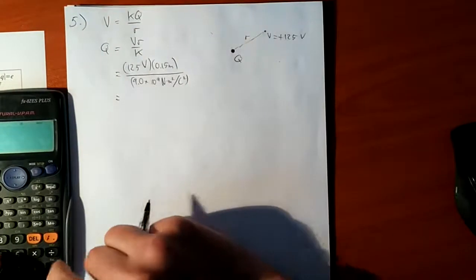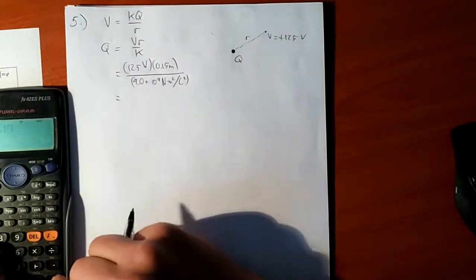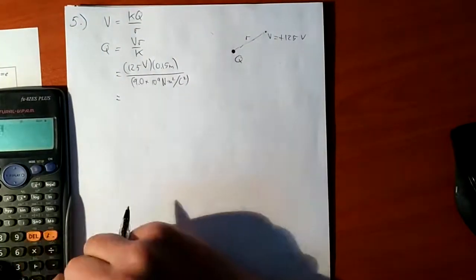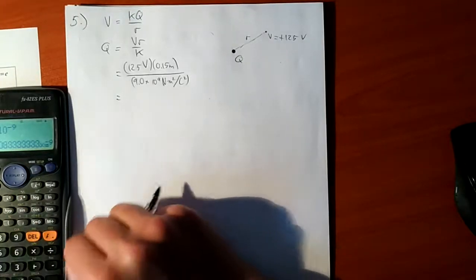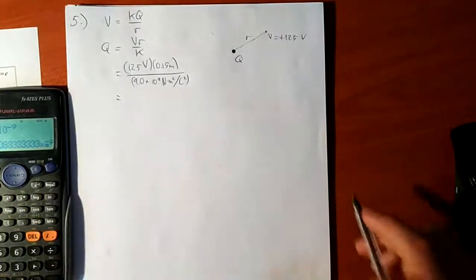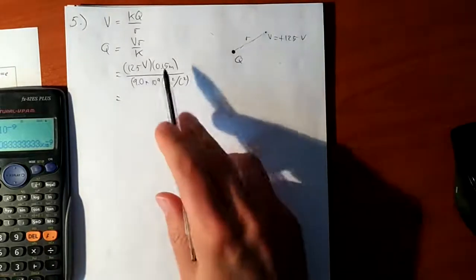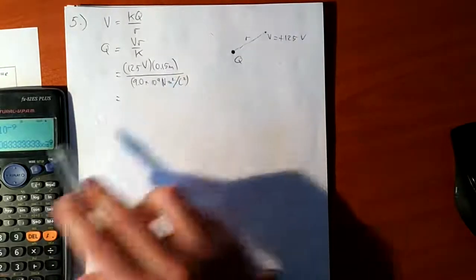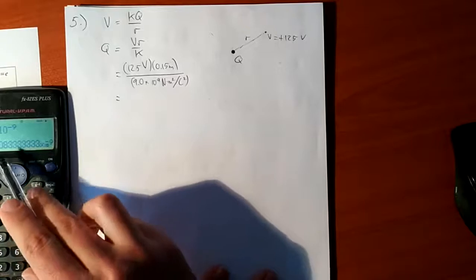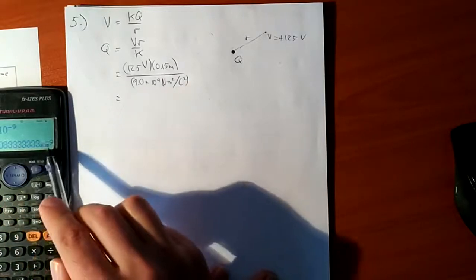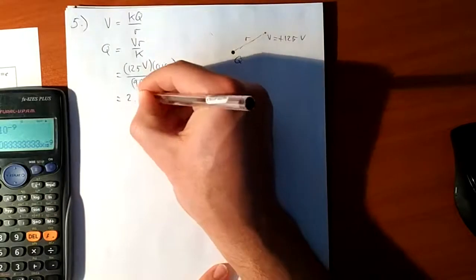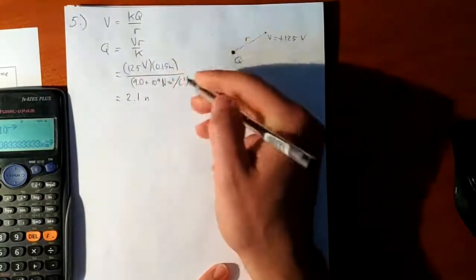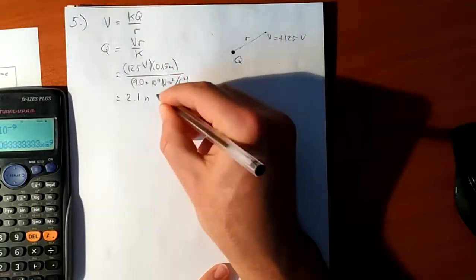So that's 125 times 0.15 divided by 9 times 10 to the power 9. Okay, I'm going to provide two significant figures for my answer. So how much is that? 2 point something times 10 to the minus 9. That's nano, so this is 2.1 nanocoulombs.